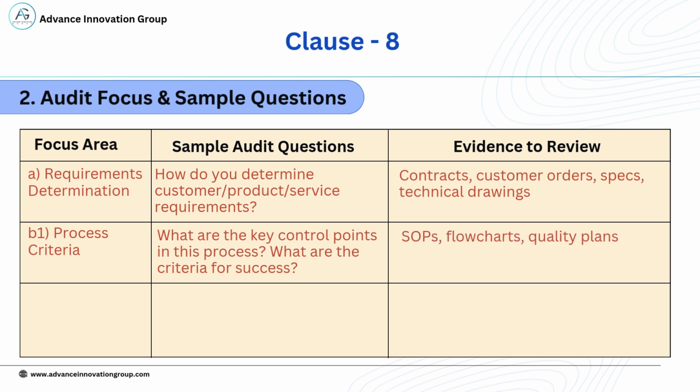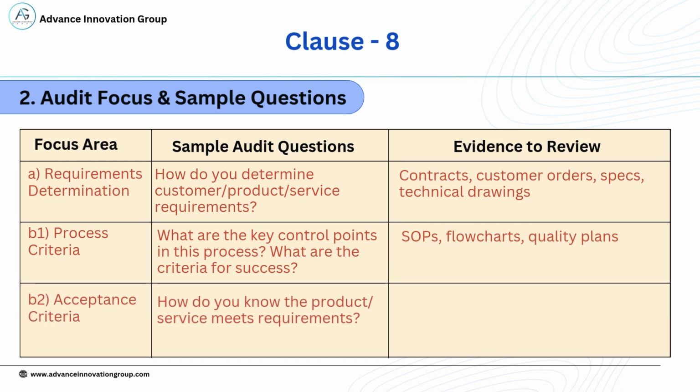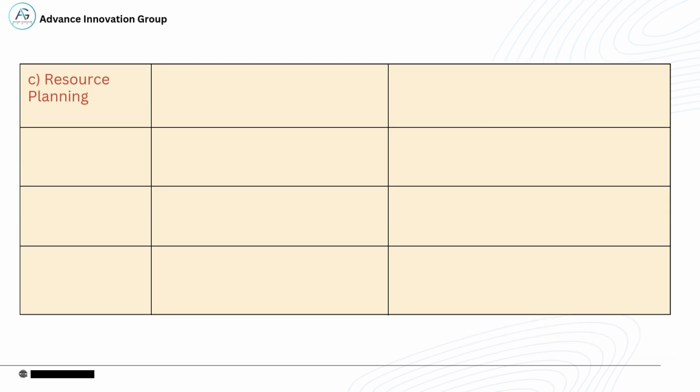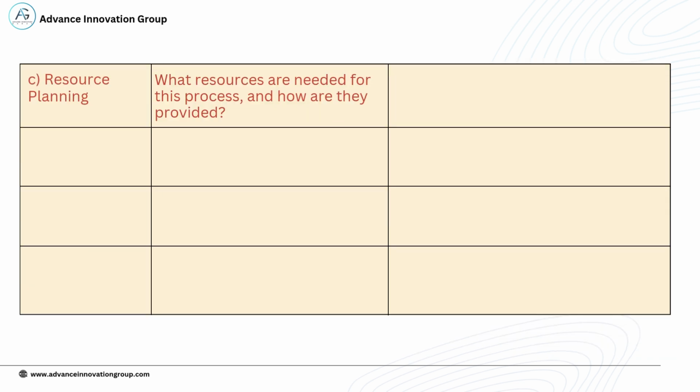SOPs, flowcharts, quality plans. B2. Acceptance criteria. How do you know the productized service meets requirements? Inspection records, test reports, acceptance criteria. C. Resource planning. What resources are needed for this process and how are they provided? Workforce plans, equipment logs, material requirements.